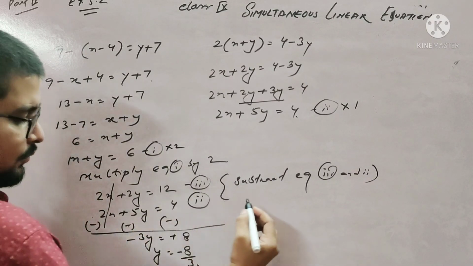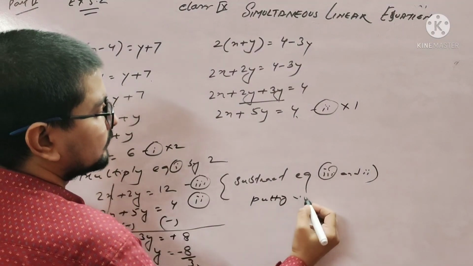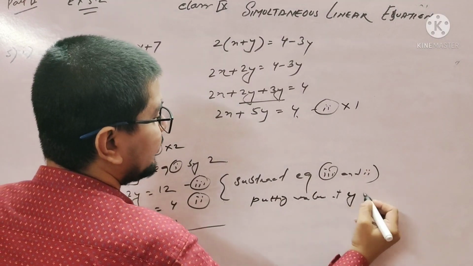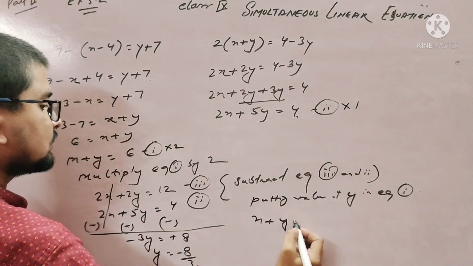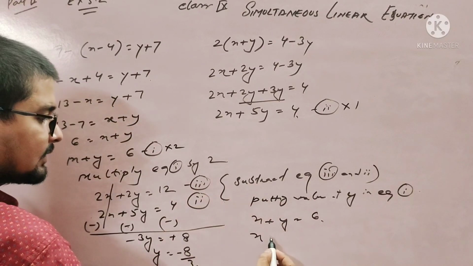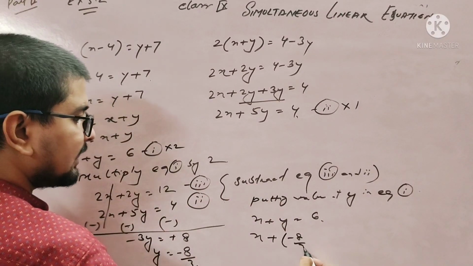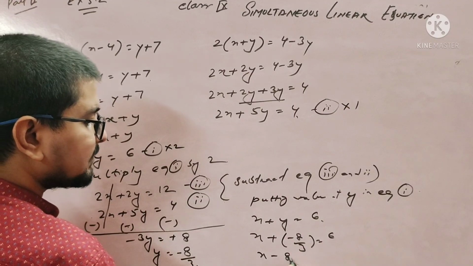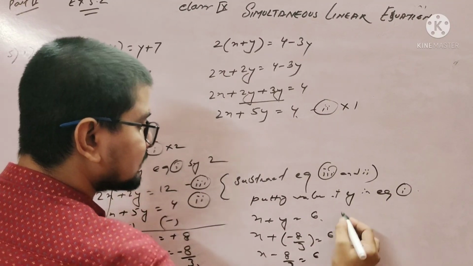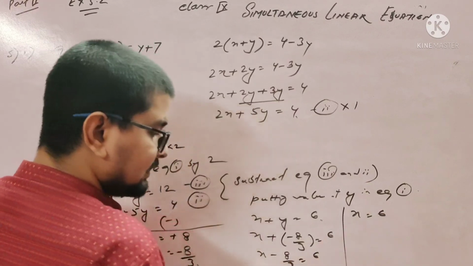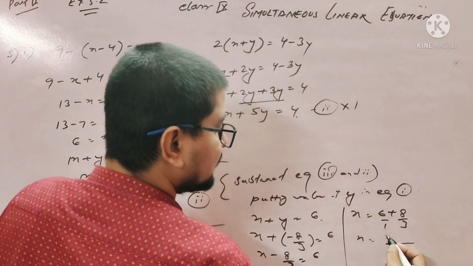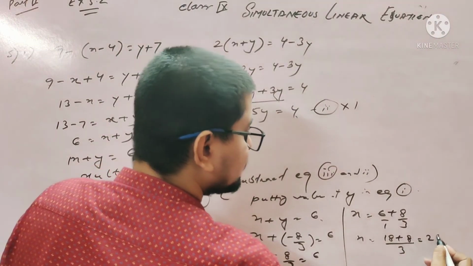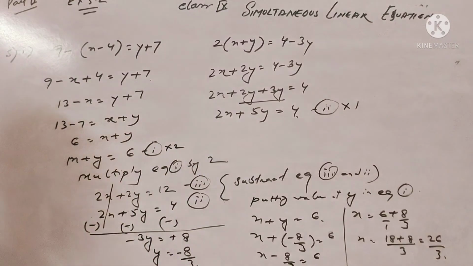Okay, putting the value of y in equation 1. What is our equation 1? x plus y equals 6. So x plus, in place of y write down minus 8 by 3, equals 6. So x minus 8 by 3 equals 6. So x equals 6, this minus 8 by 3 going this side, that is plus 8 by 3. So x equals 18 plus 8, that is 26 by 3. So x equals 26 by 3 and y equals minus 8 by 3. Note.